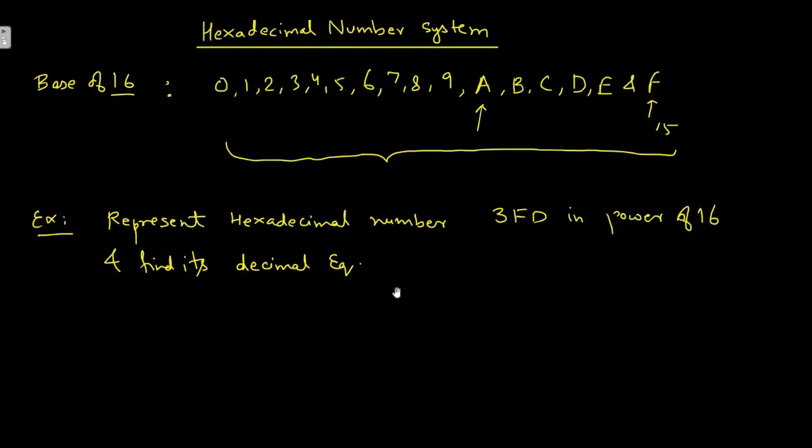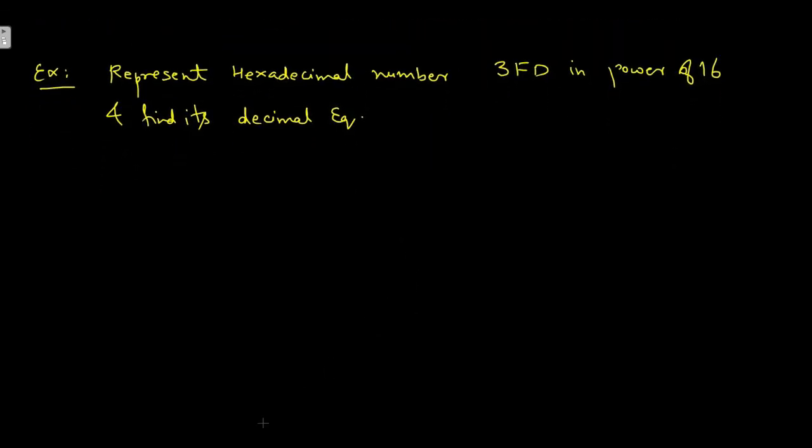Now, as the hexadecimal number has a base of 16, we can write 3FD as D into 16 to the power 0, because it is base 16, plus F into 16 to the power 1, then 3 into 16 to the power 2.